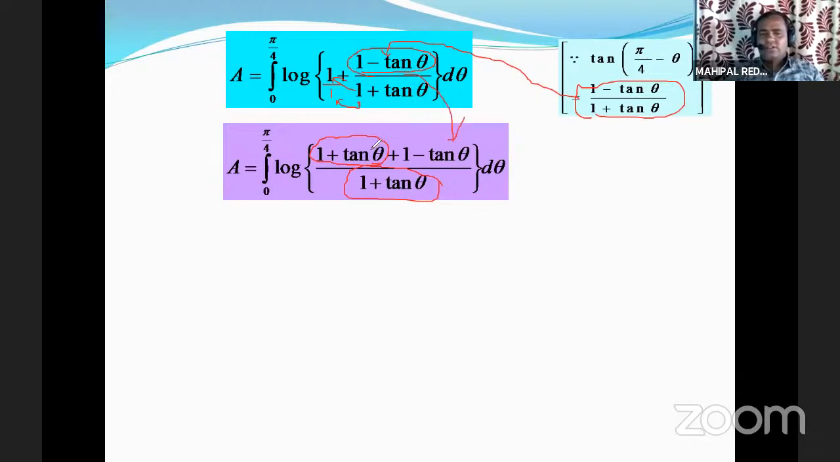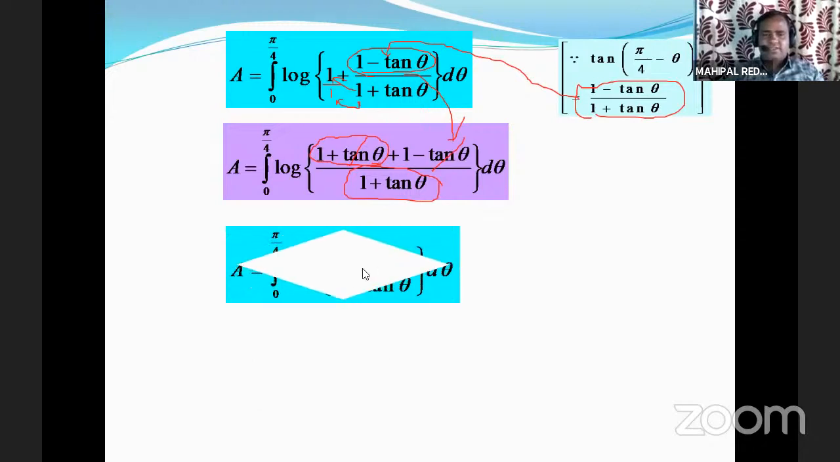So what happened now? Plus tan theta and minus tan theta get cancelled. The remaining is only 1 plus 1, which is 2 by 1 plus tan theta. That means A equals integration 0 to pi by 4 log of 2 by 1 plus tan theta d theta.